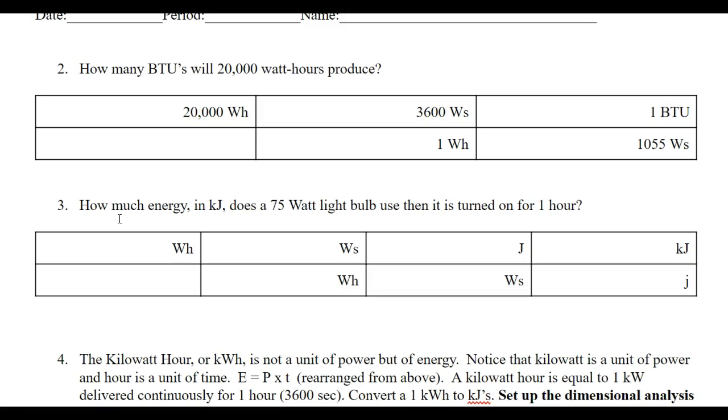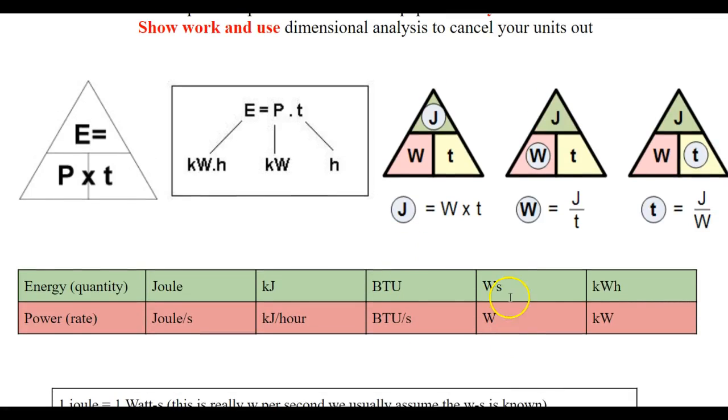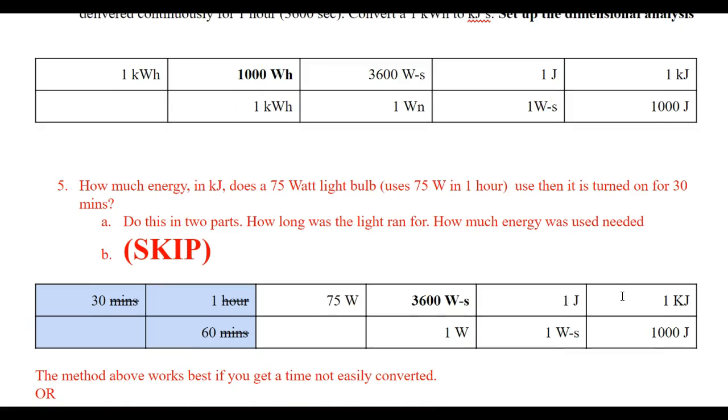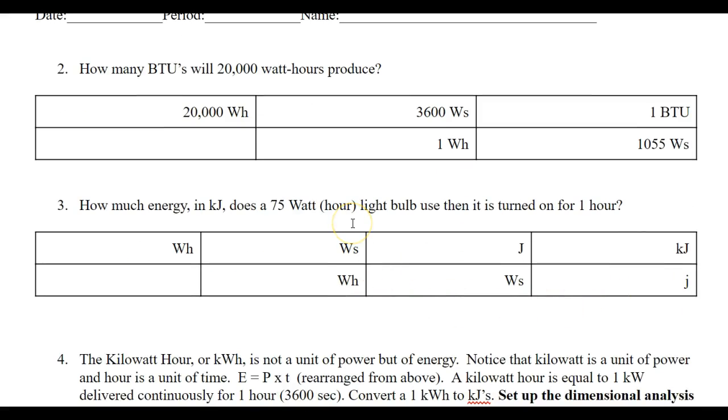Now, when they say 75 watts or 100 watts or a 60 watt light bulb, really what they're saying is that it takes 75 watt hours, which is an amount of energy. So again, it takes 75 watt hours, okay, a quantity. So here's kilowatt hours, but you could also have watt hours. It takes 75 watt hours to run that light bulb for 1 hour. So assuming it's run for 1 hour, it's going to be 75 watt hours worth of energy.